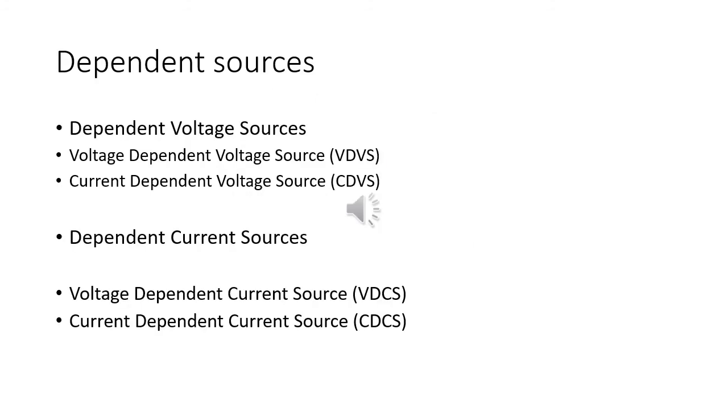Regarding dependent sources, as we mentioned, the terminal voltage will be a function of voltage or current flowing through some other branches. For example, a dependent voltage source can be of two types: voltage dependent voltage source and current dependent voltage source. That means the terminal voltage will depend upon a voltage existing in some other branch. Similarly, a current dependent voltage source means the voltage measured across the terminals will depend upon the current through some other branch.